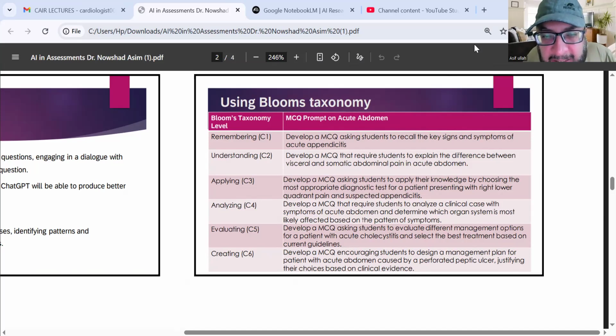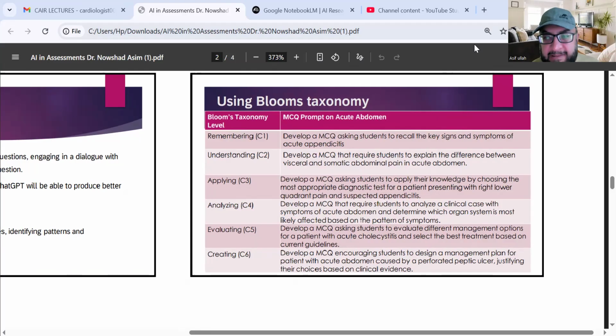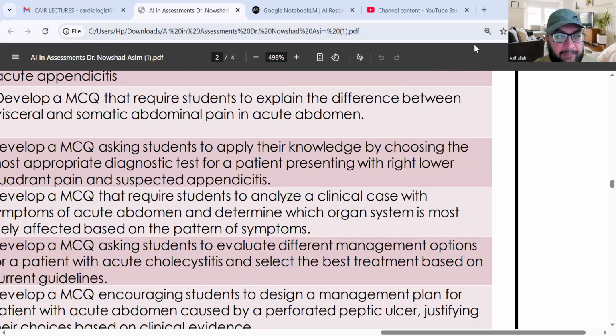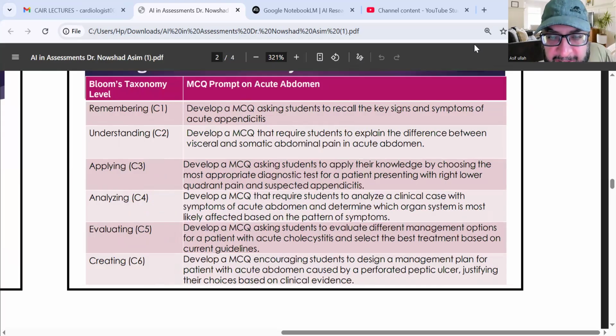For C1, you will develop an MCQ asking student to recall the key signs and symptoms of acute appendicitis. In understanding level, you will develop an MCQ that requires student to explain the difference between visceral and somatic abdominal pain and acute abdomen. In applying C3 level, develop MCQ asking student to apply their knowledge by choosing the most appropriate diagnostic test for a patient presenting with right lower quadrant pain and suspected appendicitis.